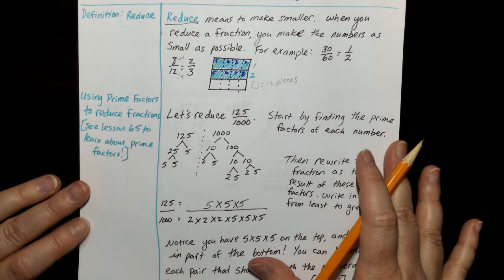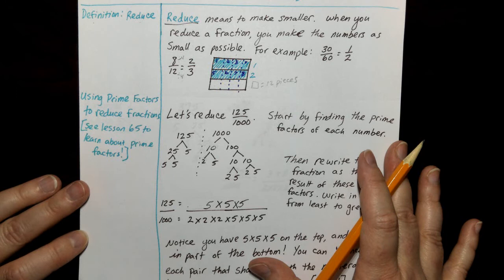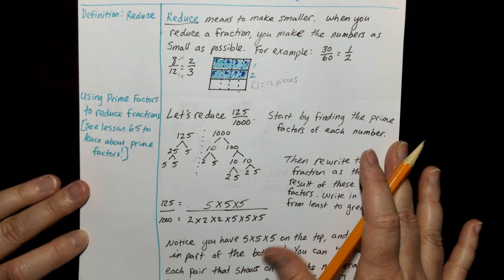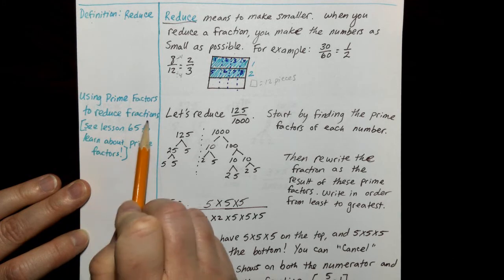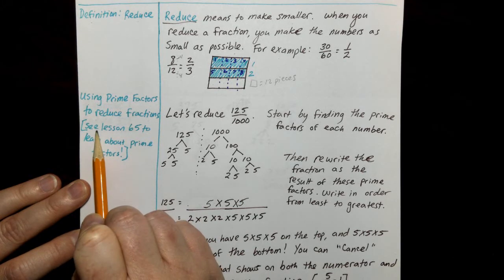Okay, so in lesson 65, we talked about prime numbers, prime factors, and composite numbers. So we're going to use prime factors to reduce fractions. Remember to see lesson 65.